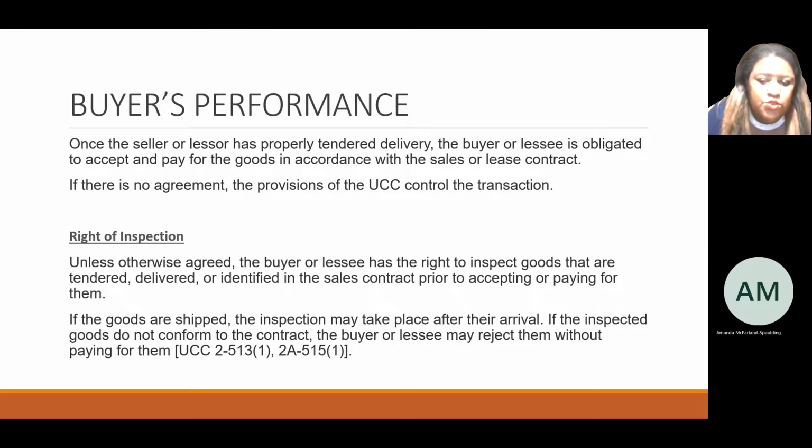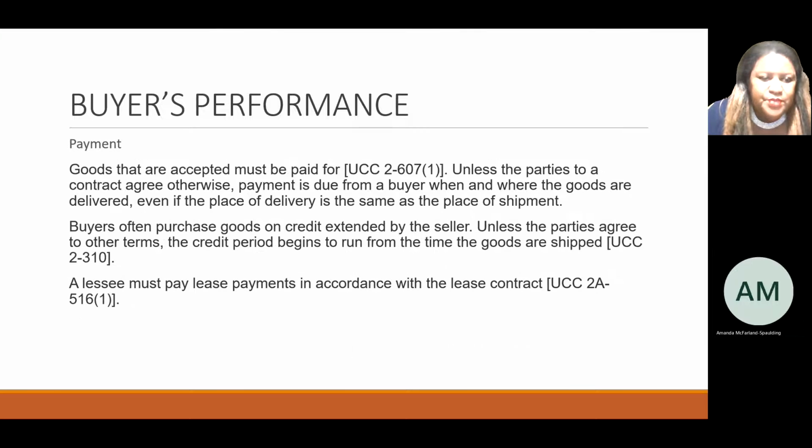And again, you can read all these UCC provisions in chapter 12 of your textbook. They're also on the open web. What does the buyer have to do? Well, the buyer has to pay for the goods. Goods that are accepted must be paid for. That's UCC 2-607.